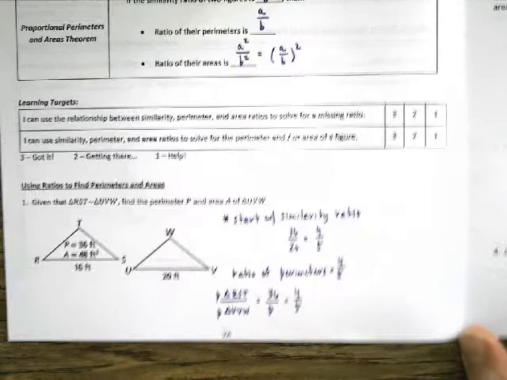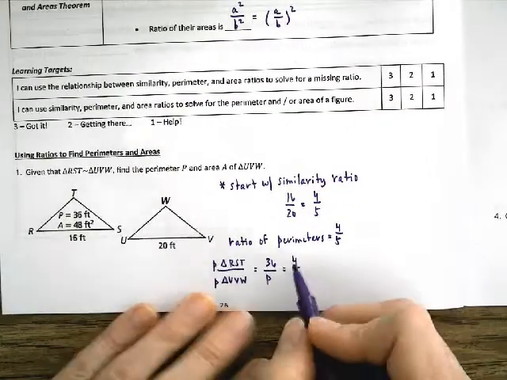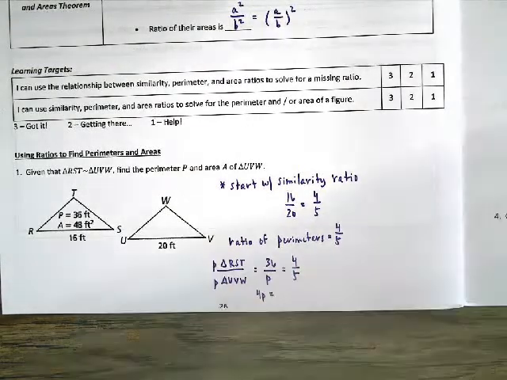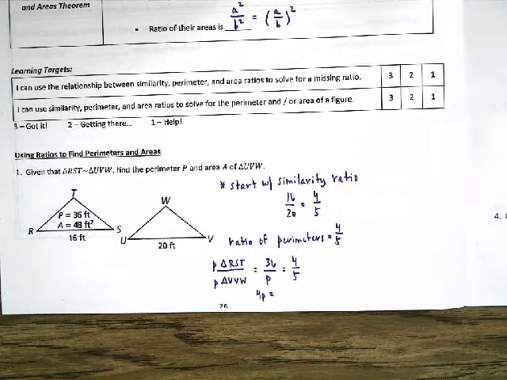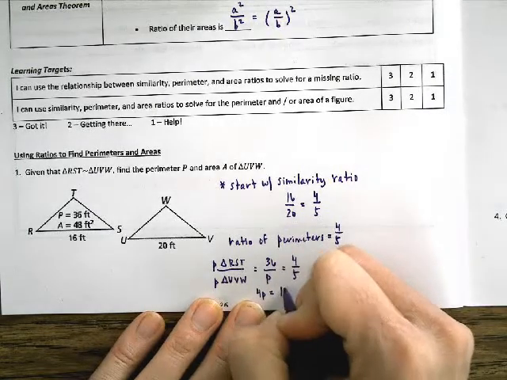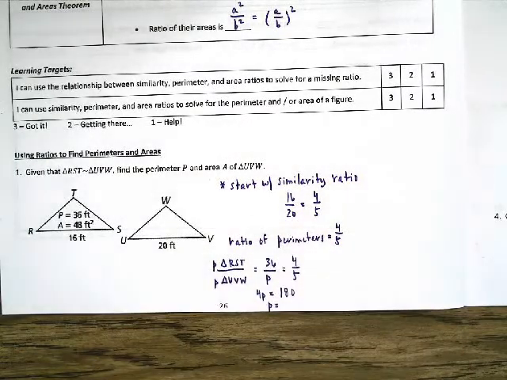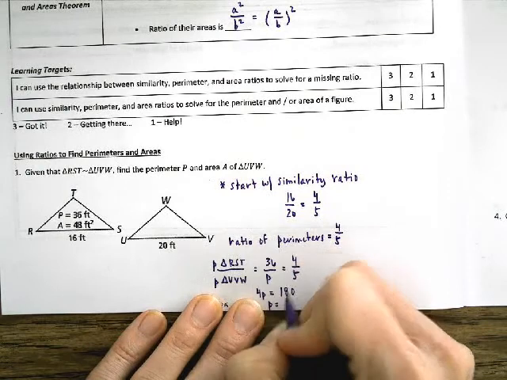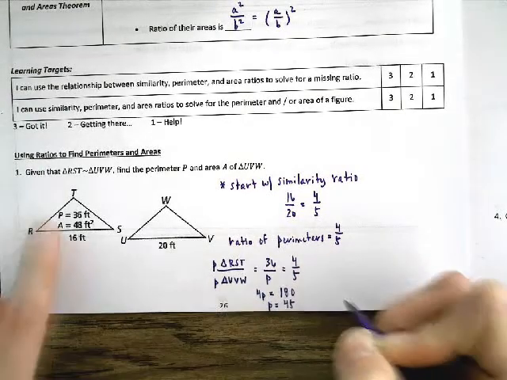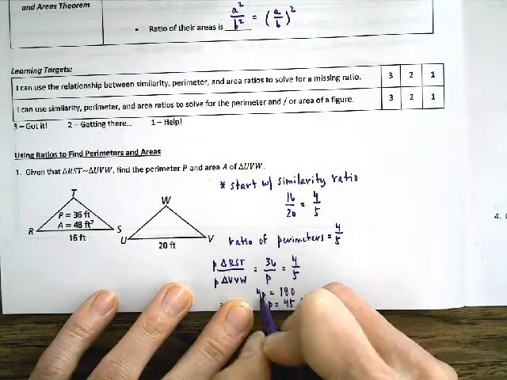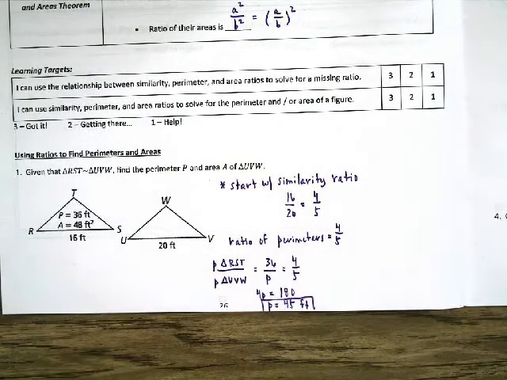So now we just have a proportion to solve by cross multiplying. So I get 4P is equal to 36 times 5, which is going to give me 180. If I divide by 4, I get that the perimeter is 45, and our units are feet. So I know the perimeter is 45 feet. Sorry, that squashed at the bottom here.